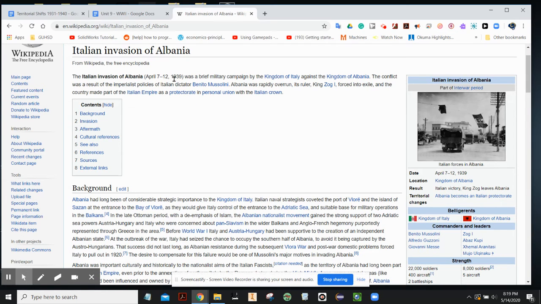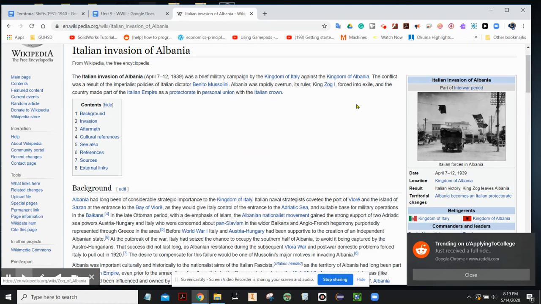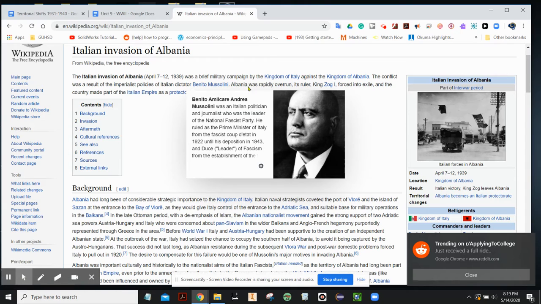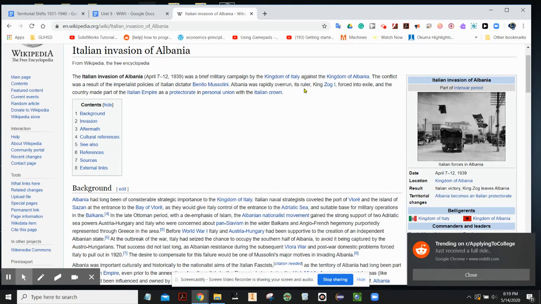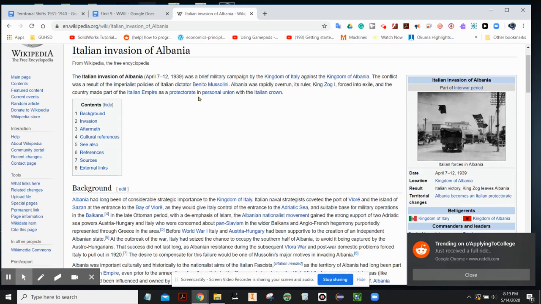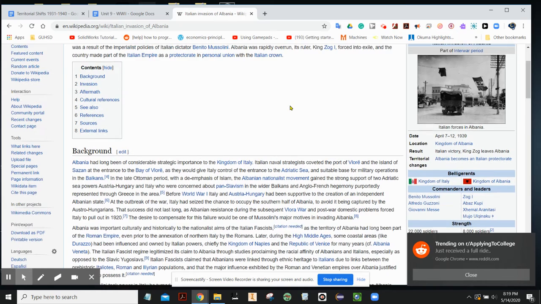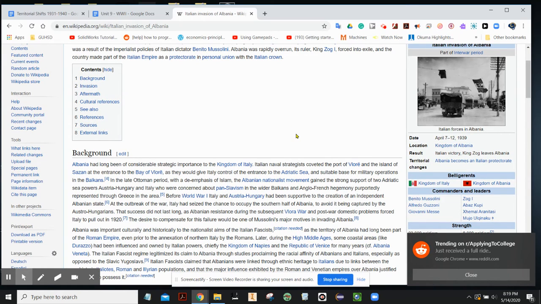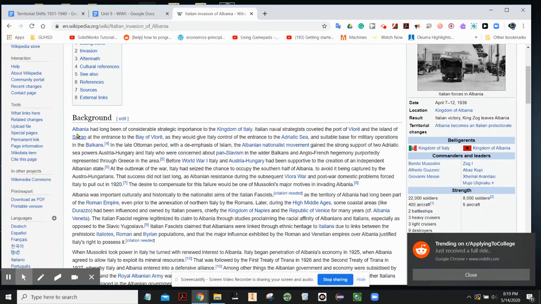April 7 to 12, 1939 was a brief military campaign by the Kingdom of Italy against the Kingdom of Albania. The conflict was a result of imperialist policies of Italian dictator Benito Mussolini. Albania was rapidly overrun, its ruler King Zog forced into exile, and the country made part of the Italian Empire as a protectorate in personal union with the Italian crown. So I don't know why yet he wanted it, but I do know now.